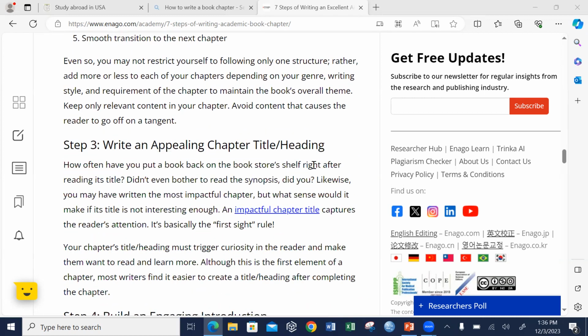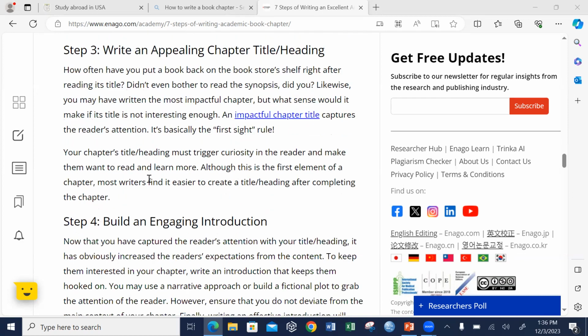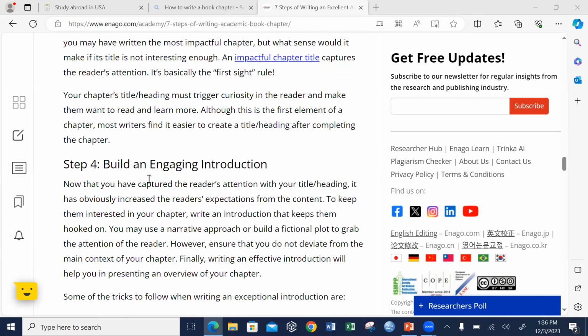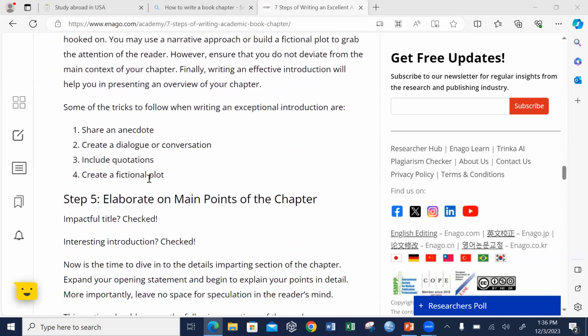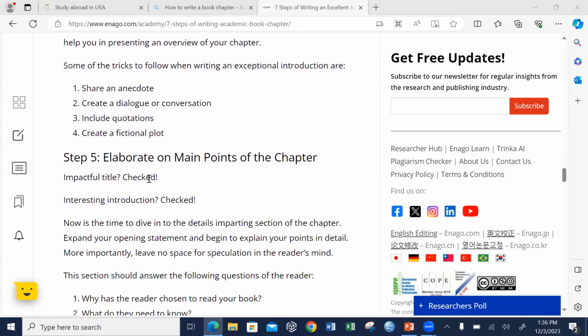So writing an appealing title for the chapter is often what you need to do, because every chapter you need to make sure that it has a clear and concise title or heading. Then after that, you introduce the chapter. Once you introduce the chapter, then every point that you are able to introduce earlier, you need to elaborate on it in this particular area.